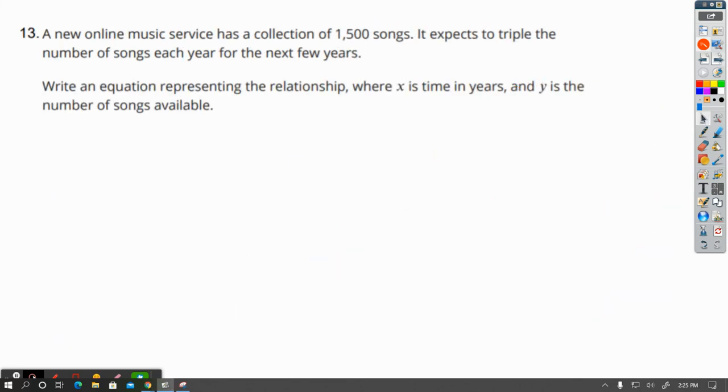Number 13. An online music service is collecting 1,500 songs. It expects it to triple every year. So I have 1,500 and I know it's tripling each year. So we have to write an equation to represent the relationship where X is the time in years and Y is the number of songs available. So to write our equation, we go back to the same thing we did before. You need the initial value and you need the growth factor. So 1,500 songs is your initial value. And tripling is your growth factor.